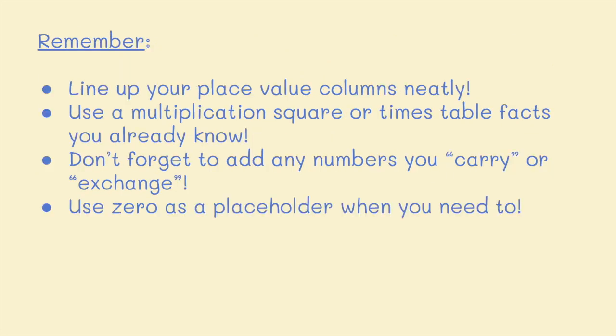A couple of things that are really key to remember. Line up your place value columns neatly. Use a multiplication square or times table facts you already know to help you. Don't forget to add any numbers you carry or exchange. I'm going to be using the terminology exchange today. And use 0 as a placeholder when you need to. And you'll see where that's key.